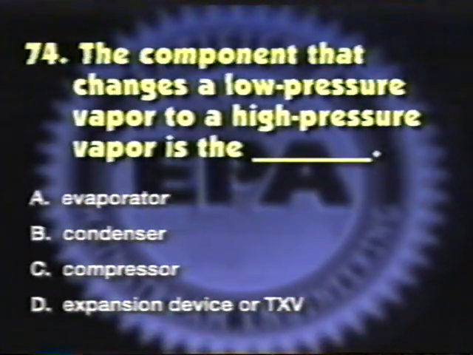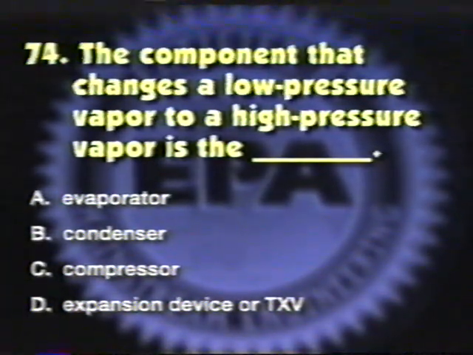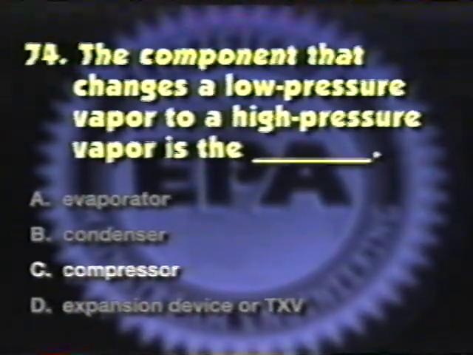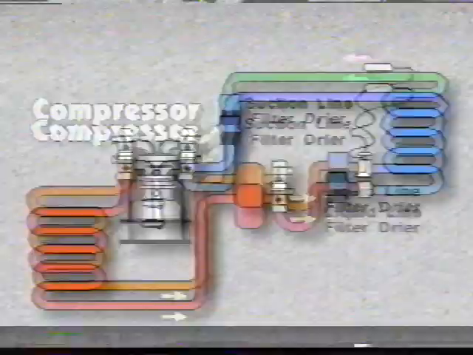The component that changes a low-pressure vapor to a high-pressure vapor is A. The evaporator. B. The condenser. C. The compressor. D. The expansion device, or TXV. The answer is C. The component that changes a low-pressure vapor to a high-pressure vapor is the compressor.